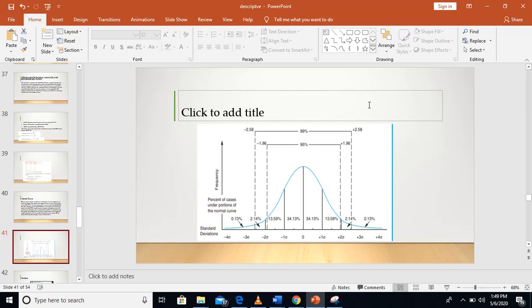In other words, 68.26% of the scores are within plus or minus 1 standard deviation. Approximately 99% of the scores fall within plus or minus 3 standard deviations.